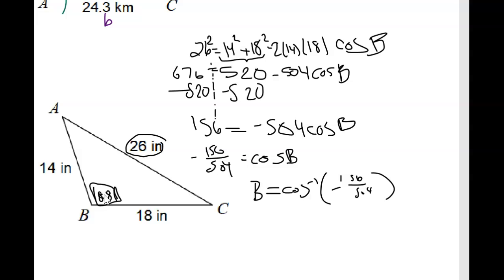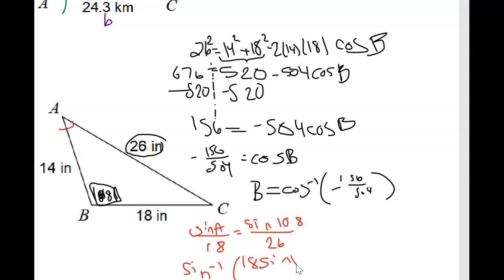From here, again, with the law of cosines, the first step is law of cosines, and after that, if you're asked to solve the entire triangle, every other step after this is going to be law of sines. So to find the missing angle A, we're going to set up a sine ratio, which is sine A over side a, 18. And then the only other angle we know is the 108, so we're going to do sine of 108 over 26. To solve, we're going to take the inverse sine, and multiply the 18 to the other side. So that's 18 sine 108 over 26.